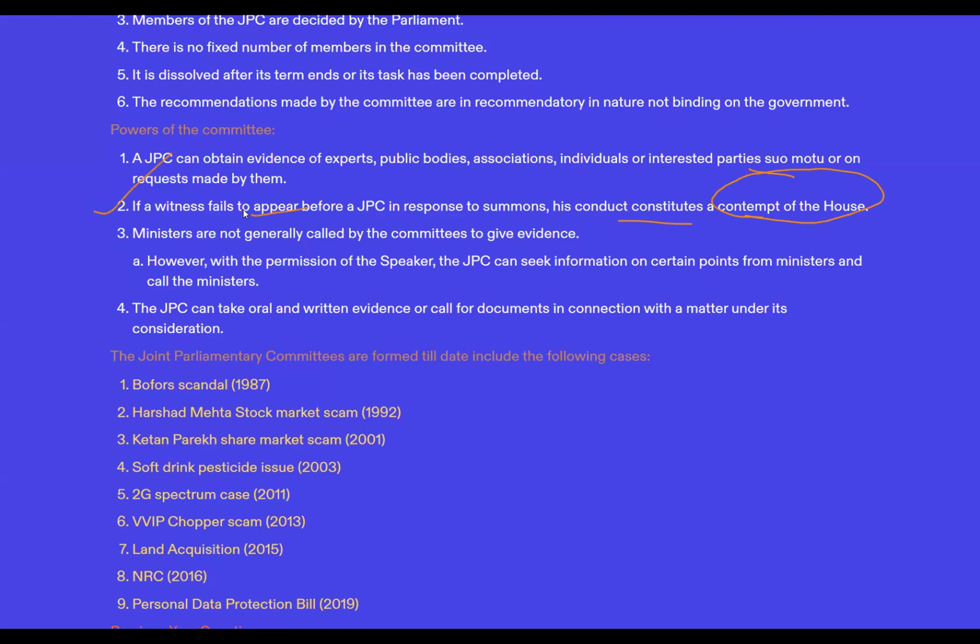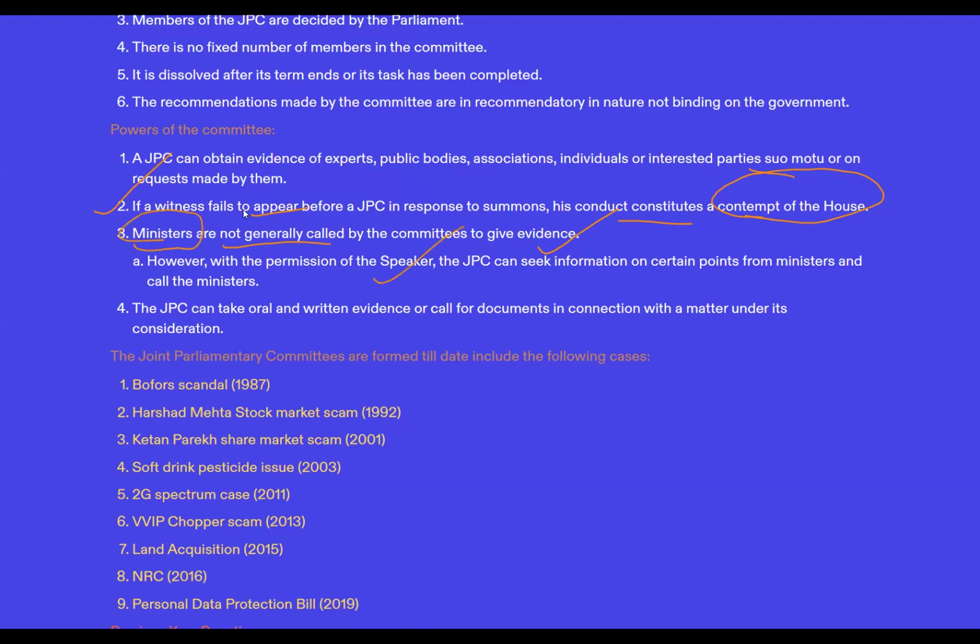Okay. Ministers are not generally called by the committees to give evidence. So, not generally called means they are in general or in majority of cases exempted from being called. However, it is not barred that they cannot be called. There is no bar on ministers to be called. So if a statement comes that ministers are not bound to come in and testify to the committee, that will be wrong. That means ministers are also under the ambit of summons of the committee.